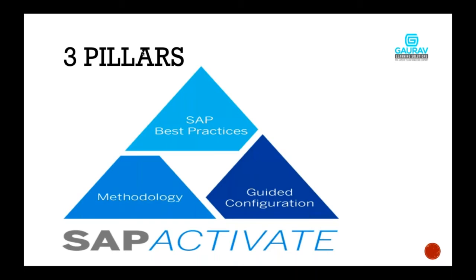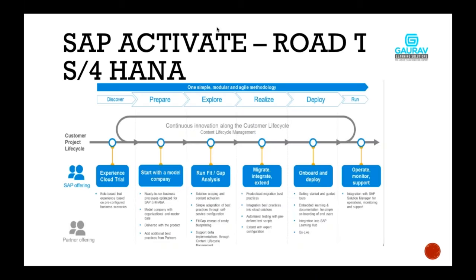Now, this is the methodology. Okay, so SAP Activate Road to S/4HANA. Okay, so it is Road to SAP S/4HANA. These are the different phases in the SAP Activate methodology. Okay, so now if you try to correlate these phases with the ASAP methodology, the initial preparation is called prepare. Okay, so initial preparation is this one, prepare. The business blueprinting is explore.